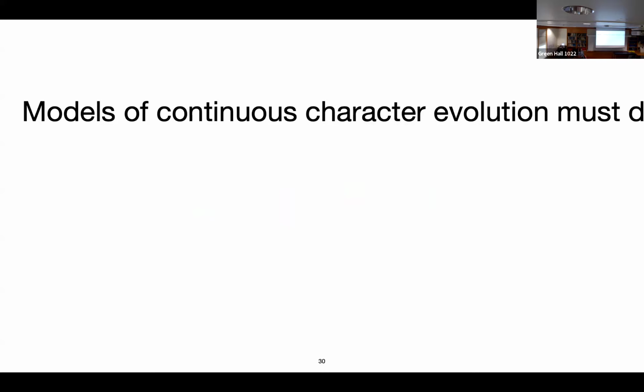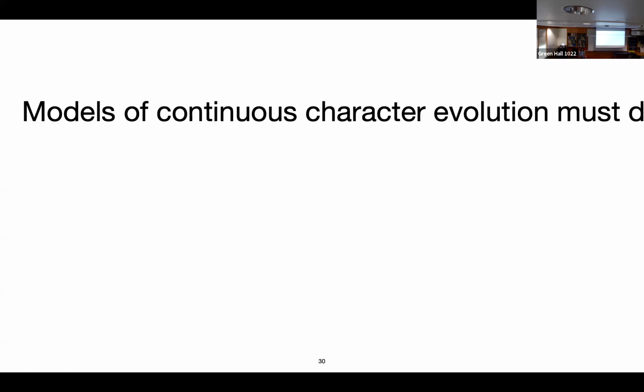So most models of continuous character evolution were actually invented back in the 1970s, back when the data were things like gene allele frequencies and morphology. But these models do not handle covariance well. And the issue is gene expression is rife with covariance.